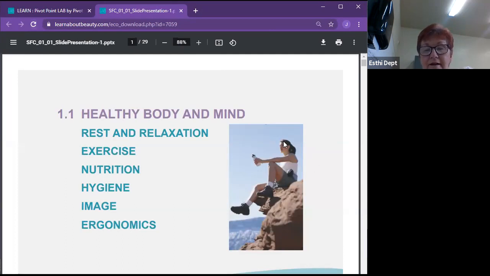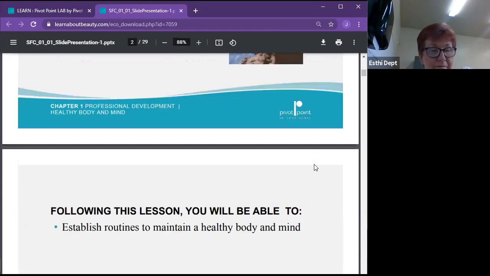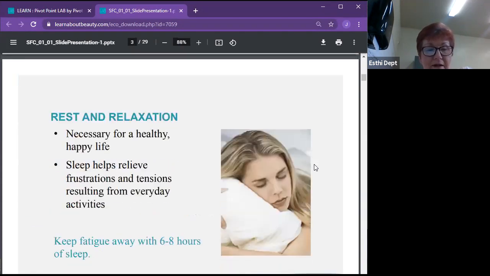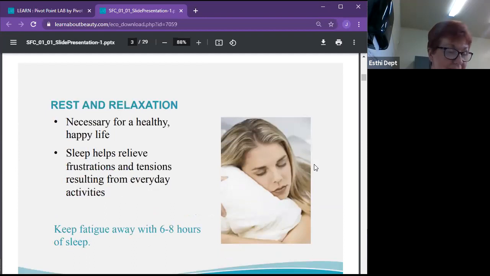Okay, all right, let's bring this down and go to rest and relaxation. It's necessary for a healthy, happy life. Sleep helps relieve frustrations and tensions resulting from everyday activities. What I want you to put in there is just the first bullet, and then keep fatigue away with 6 to 8 hours of sleep. Those are the only things that you need to put into your area where it says rest and relaxation.